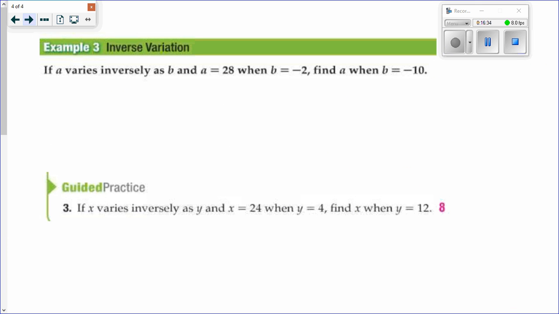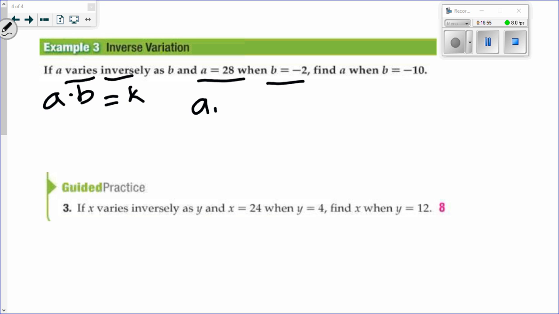Right, so let's continue. Let's do one example here together, and I'll let you guys have the last one. So a varies inversely as b. Well, that tells me that a times b equals the constant. Now grouping numbers: a is 28 when b is -2, so my first group, a1 equals 28, b1 equals -2. We're looking for a2, and b2 is -10.